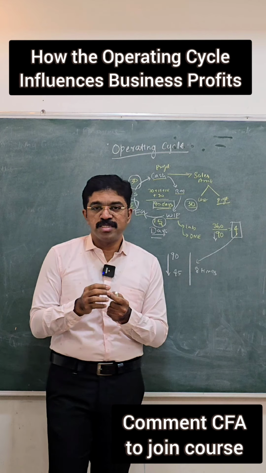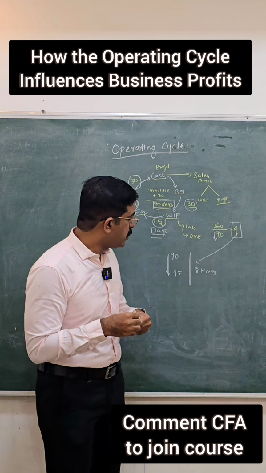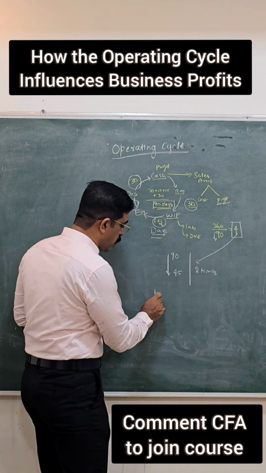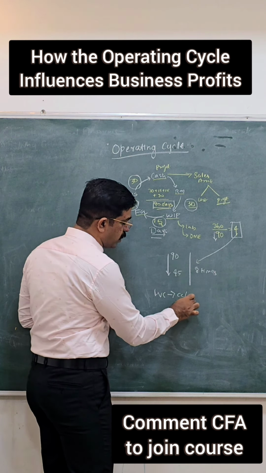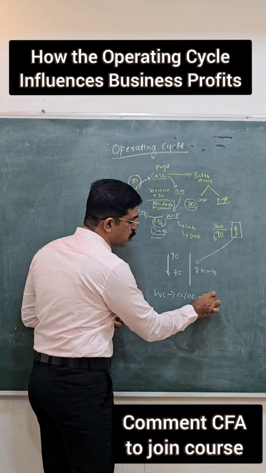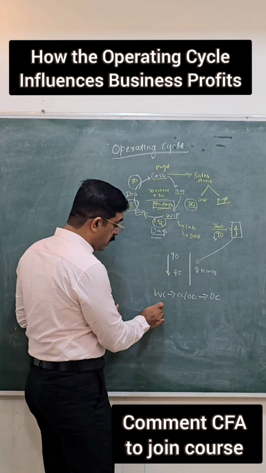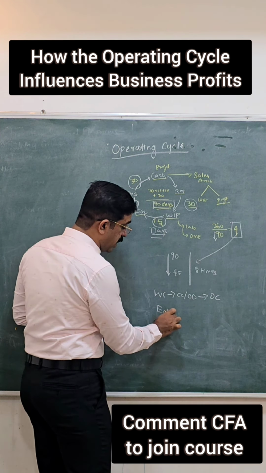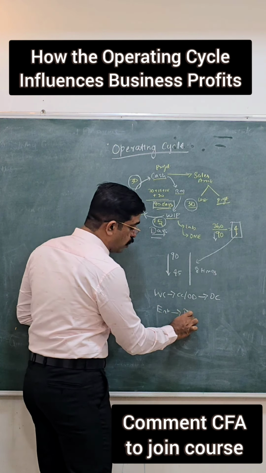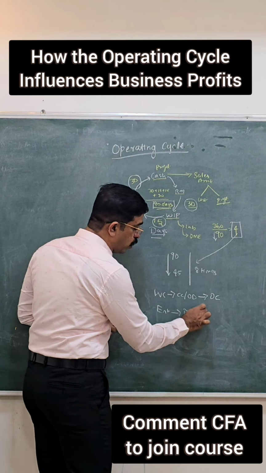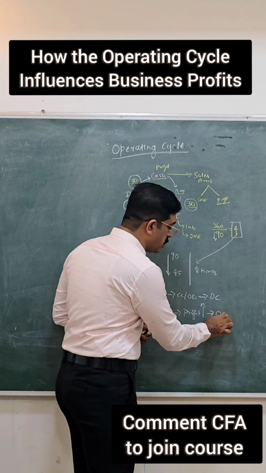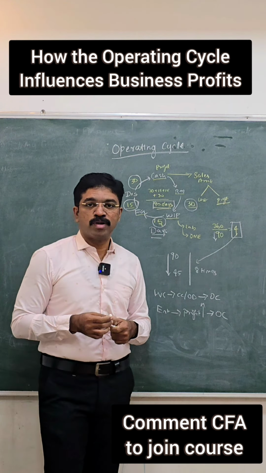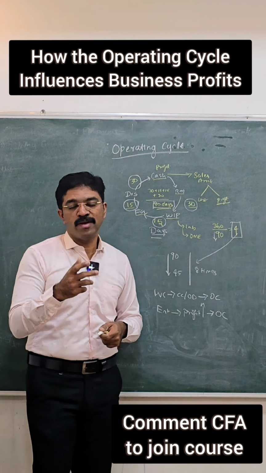And understanding this is very important, because bankers are going to lend working capital credit facilities, mainly the cash credit or overdraft, only by looking at this operating cycle. And entrepreneurs, they can improve the profits of the business by optimizing this operating cycle. So in that context, it is equally important for both bankers and owners.